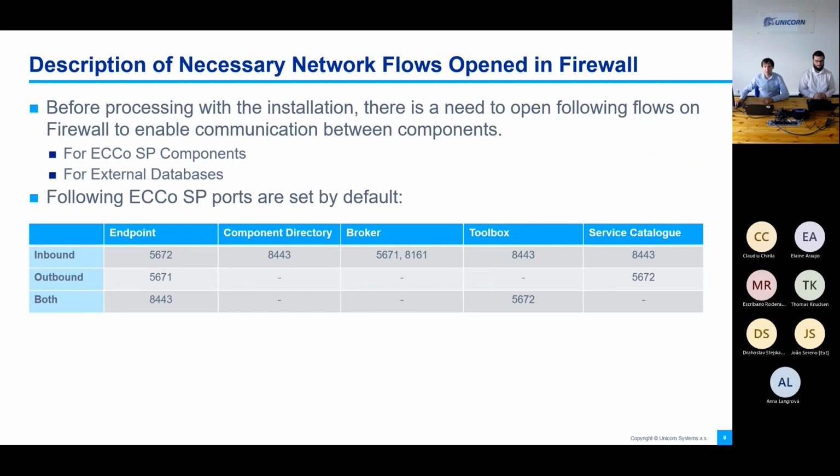Okay, let's move on the network flows configuration. Before installing your ECP endpoint and EDX toolbox, make sure that all network data flows are open. From ECP endpoint, you need to have connection on the component directory, which is by default on port 8443. This is HTTPS connection. And also outgoing connection to the ECP broker, which is running on the port 5671 and protocol AMQPS.